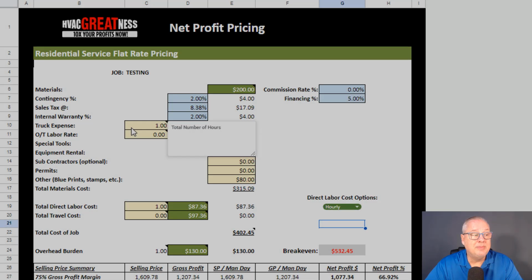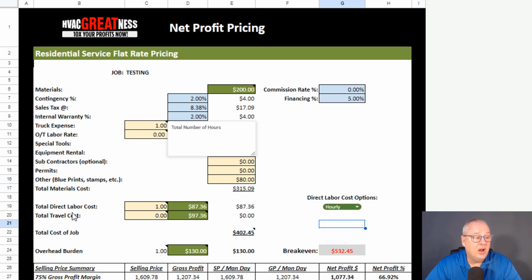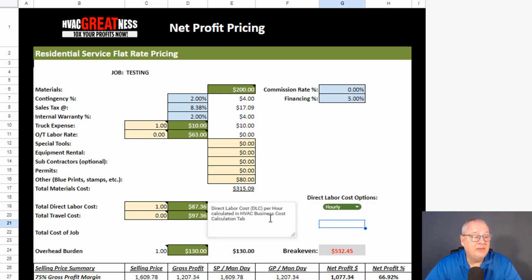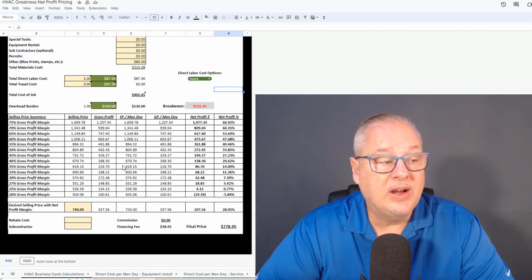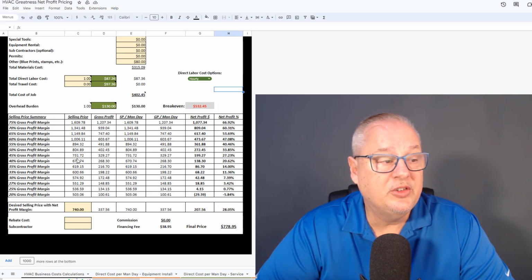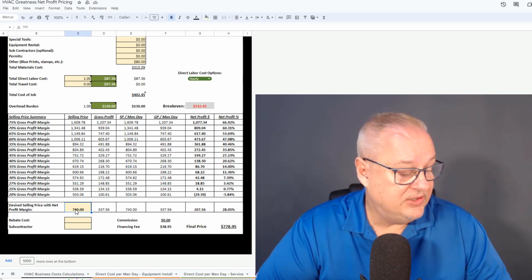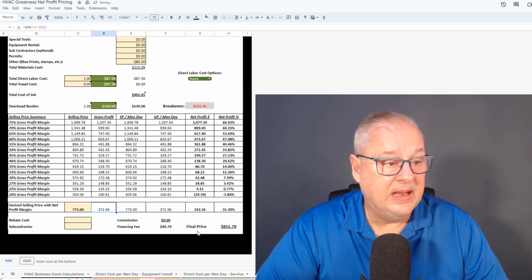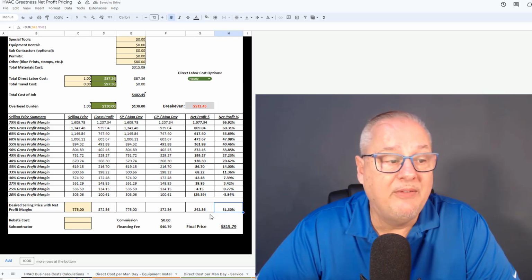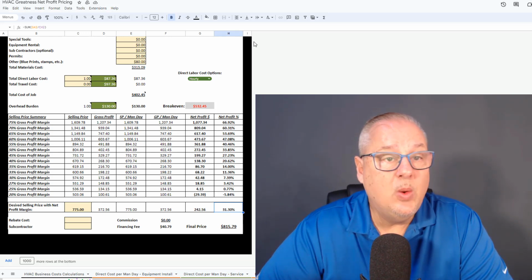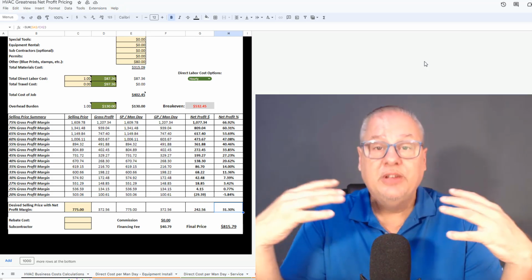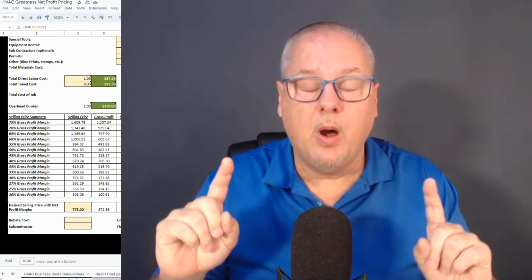Our truck in service is by the hour. So this is a 1 hour repair, a 1 hour labor. We've got everything calculated in here with our overhead. The break even on this particular motor is $532.45. Here's our different scenarios. If we're shooting for a 30% GP, we're going to be somewhere in this range right here. Let's say $775. And there it is. We got a 31.3% net profit. So what we have to do is look at our different scenarios and see where our numbers need to be in our particular market. Now, here's the tricky part.